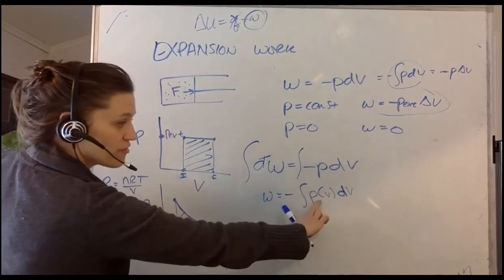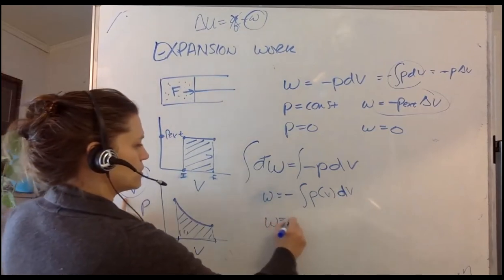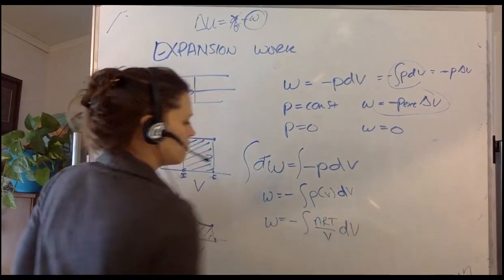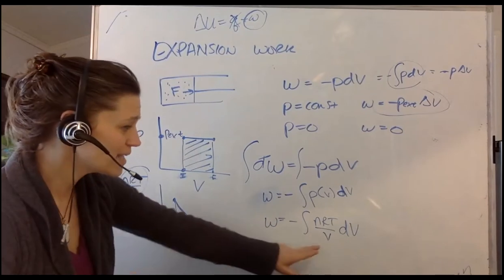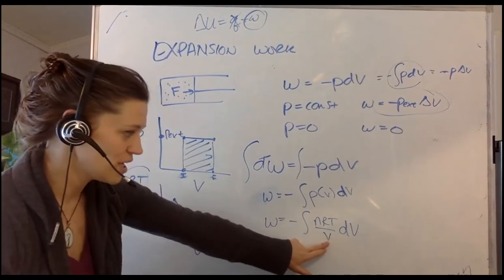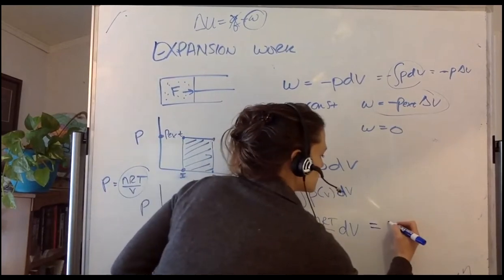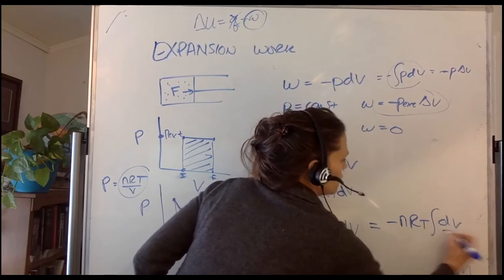All right, but what is my function for P? It's right there. So I've got work is equal to minus integral nRT over V dV. Glorious. I know this value. I can integrate dV over V. nRT is a constant, which means I can take that out. So this is equal to minus nRT integral dV over V.